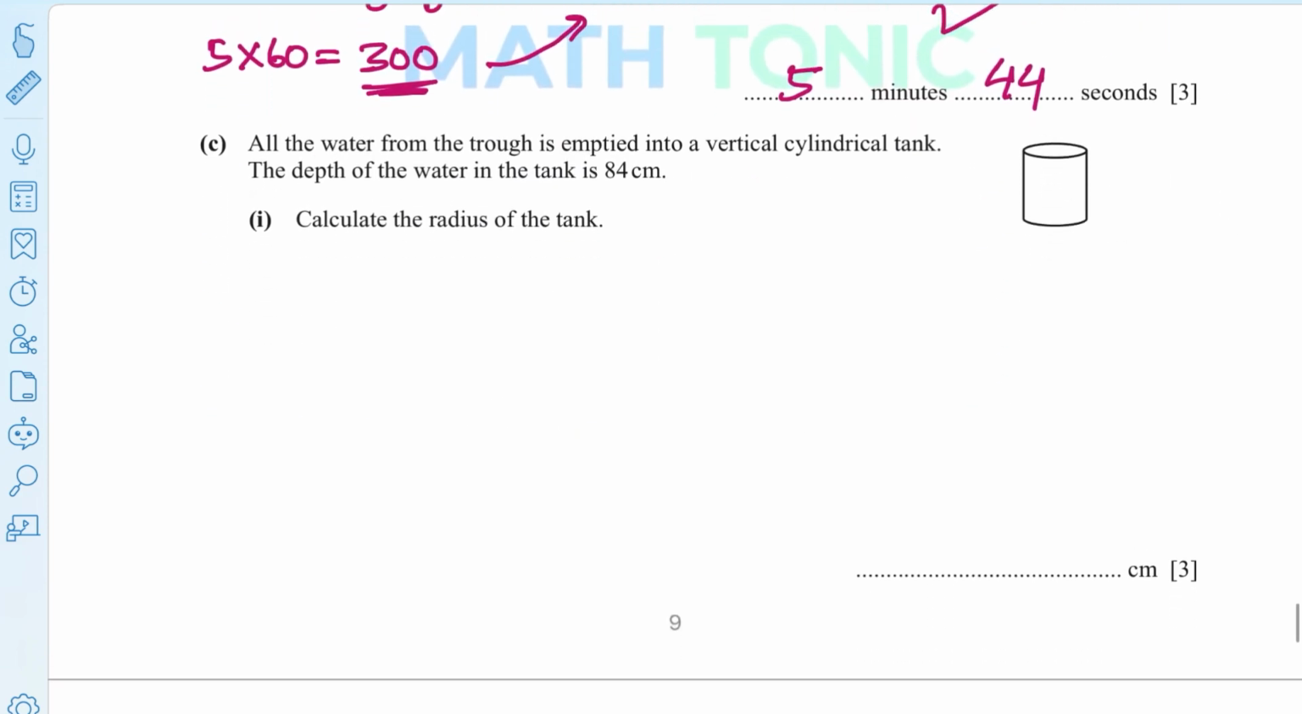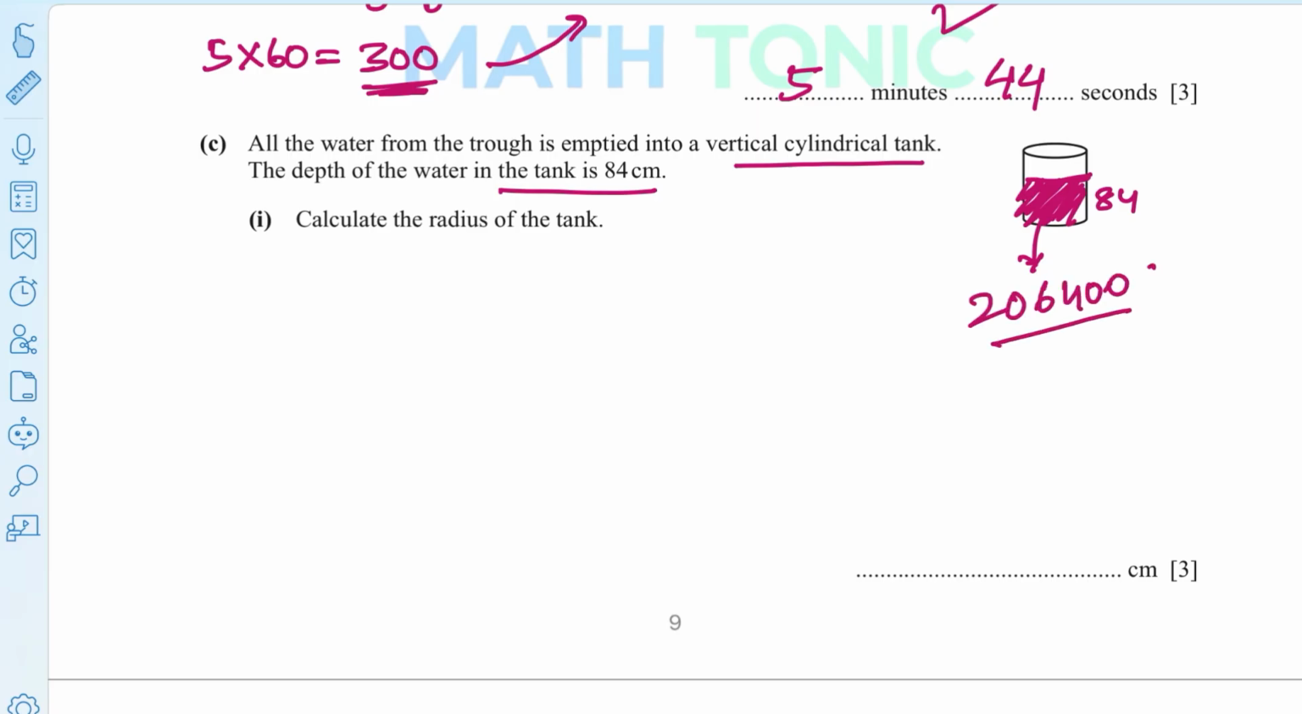All the water from the trough is emptied to a vertical tank. There is a new tank, right? The depth of water is given 84 centimeter. So for example, this one up to like this, right, and this one is given 84 centimeter. Question is find out the radius of the tank. Easy, because this volume of water exactly equals to what?